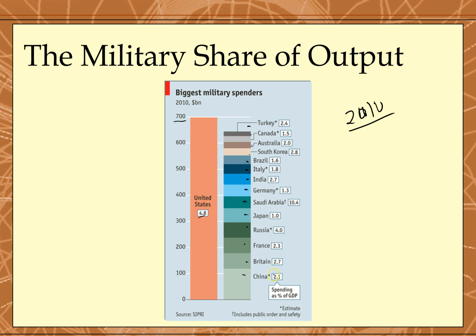But notice how they also include what the spending reflects as a percentage of their economy. And you can see Saudi Arabia, even though Saudi Arabia spent a fraction of what the United States spent, that fraction was still 10.4% of their overall economy. So this is another way of putting things like military spending in perspective in terms of opportunity cost.